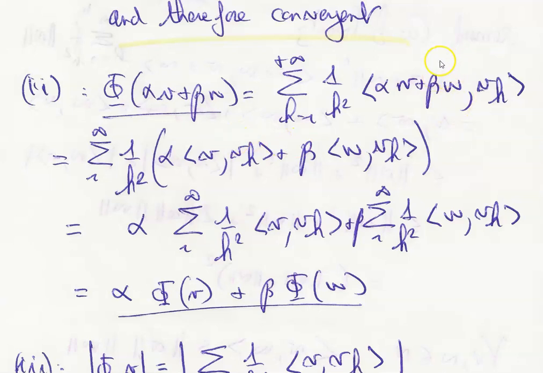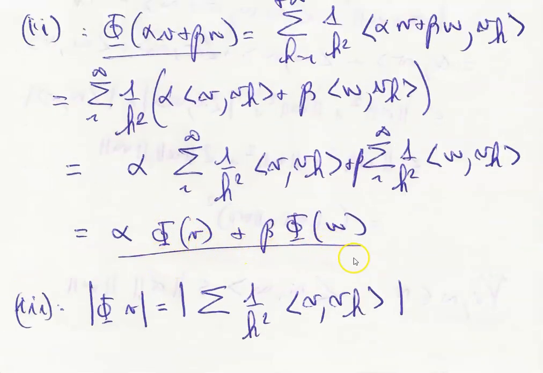So this can be split into a sum. It's the sum from k from 1 to infinity of 1 over k square of alpha, the inner product between v and vk, plus beta by the inner product between w and vk. Alpha is not depending on the index, so I can get it out. I use the linearity of the summation. So it's equal to alpha sum for k from 1 to infinity of 1 over k square, the inner product between v and vk, plus beta sum for k from 1 to infinity of 1 over k square, the inner product between w and vk, which is equal to alpha phi of v plus beta phi of w.